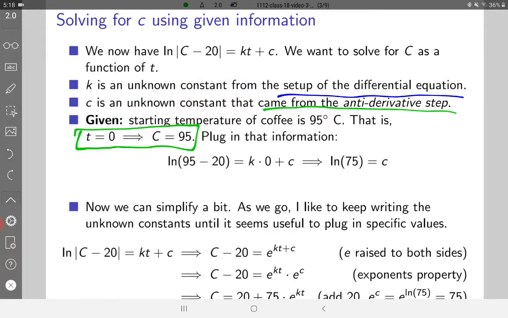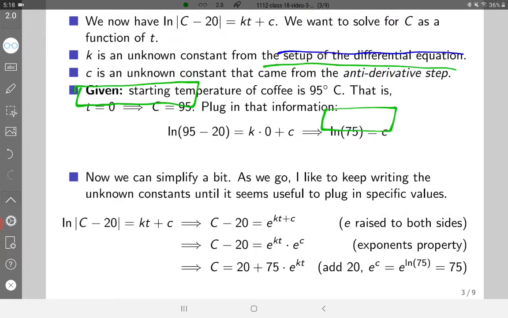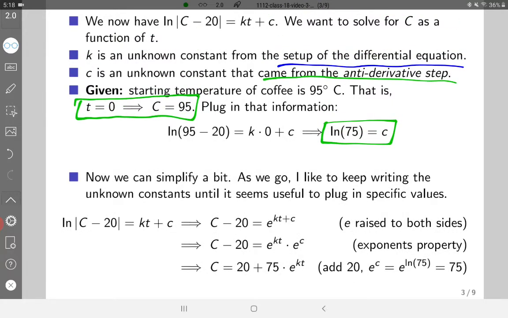But even if you didn't see that coming, have a willingness to just plug in that information and see where it goes. So it turns out I get natural log of 75 equals k times 0, or 0, plus c. And so this is just telling me straight up what the value of little c is. That initial value is telling me the value of this unknown constant. Now that I have that, I can simplify things a little bit before we start to do some more steps.